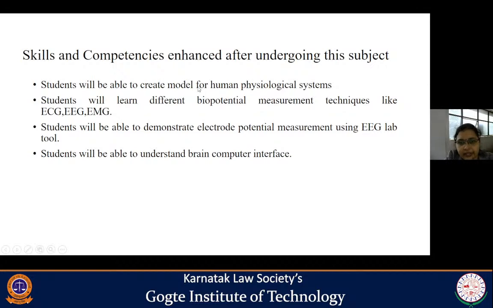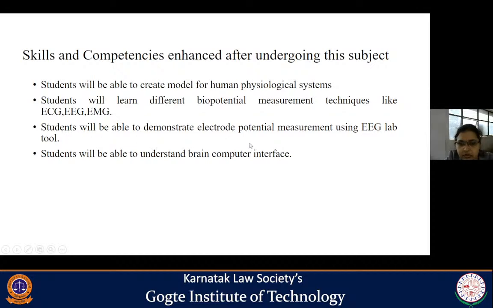Similarly, they can create a model for tissue or some other physiological systems. Students will learn different measurement techniques like ECG, EEG, EMG, how real-time ECG is detected, and how EEG or EMG is measured. So that is what students will be studying in detail here. They will understand and learn in detail about this.